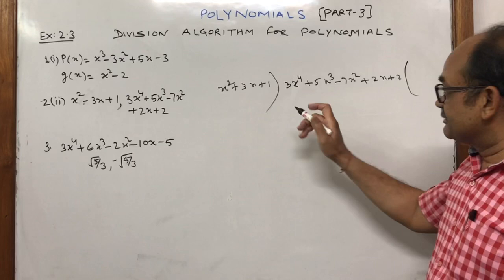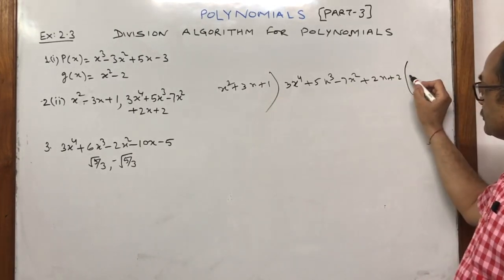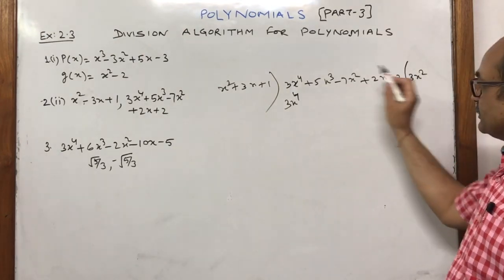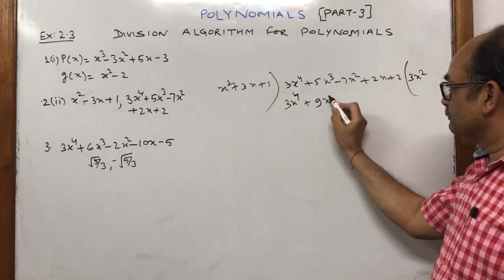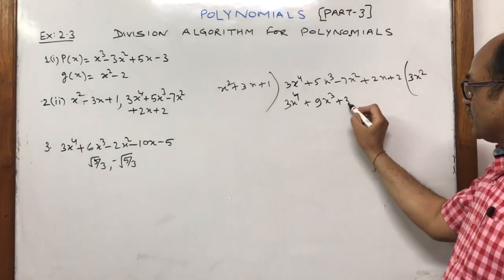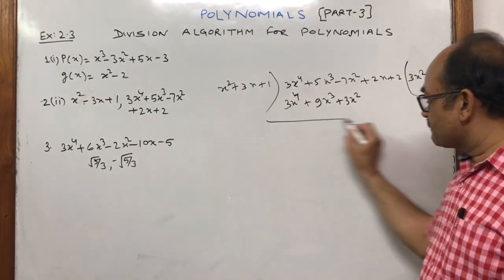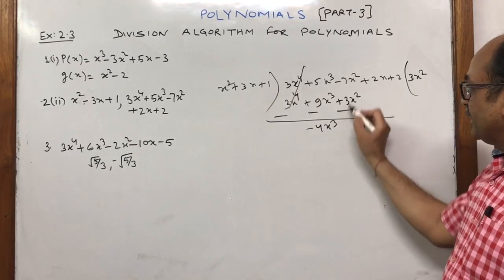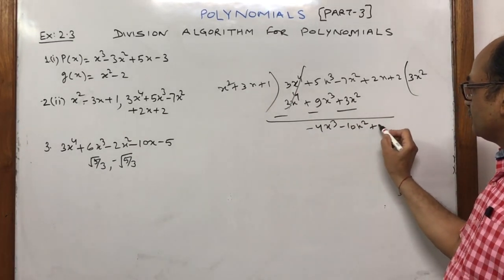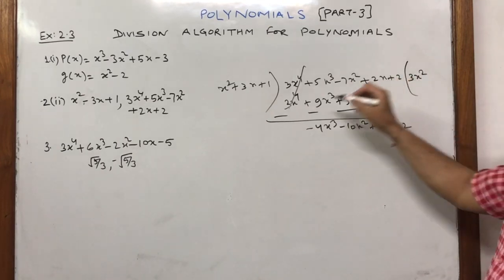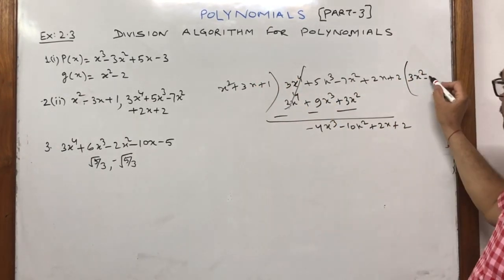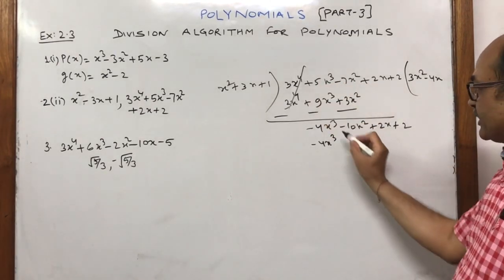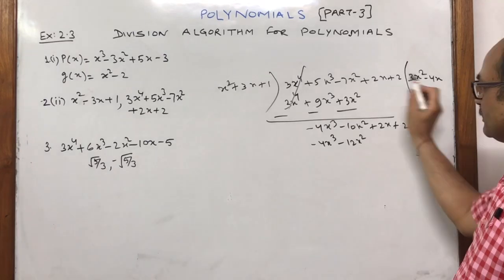So now we start the division. 3x4 and x square. So here we have to write 3x square. What we are getting? 3x4. 3x square means 9x cube and 3x square. Correct? Subtract. What we are getting? Minus 4x cube and minus 10x square plus 2x plus 2. Minus 4x cube. So minus 4x, minus 4x cube, minus 4x into 3, minus 12x square, minus 4x.